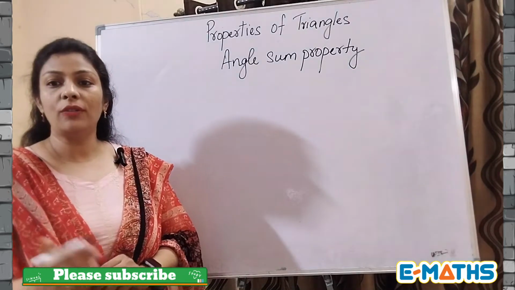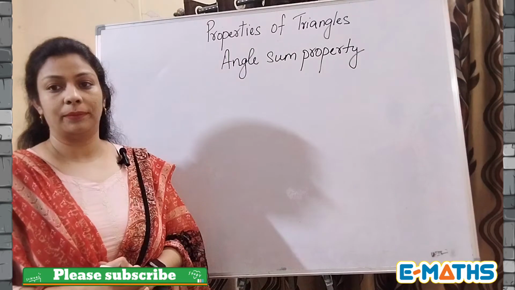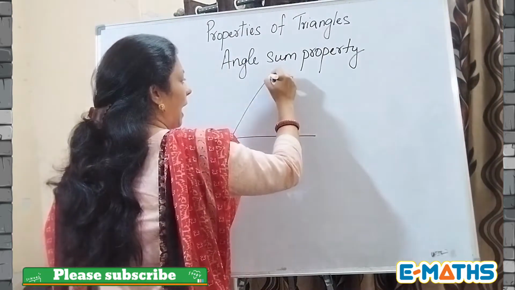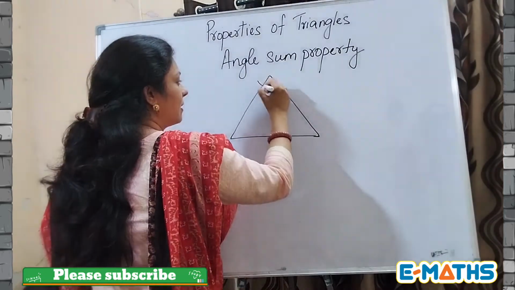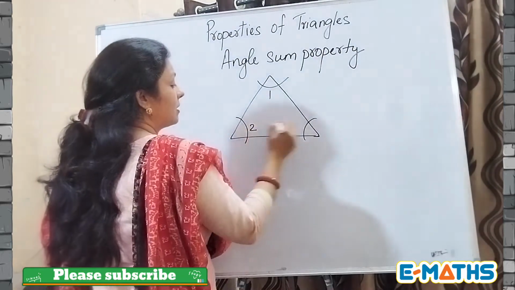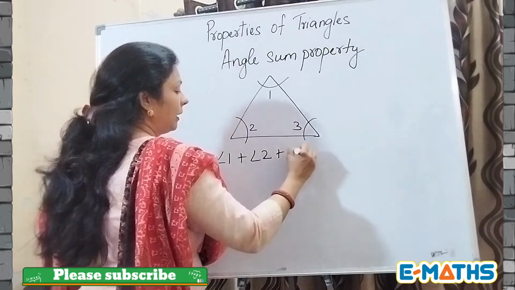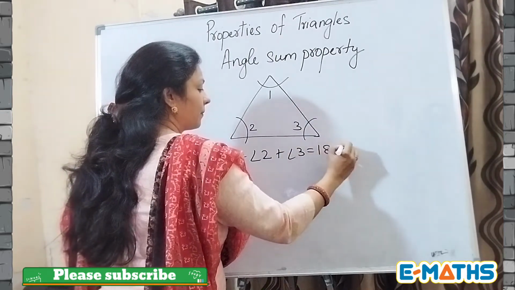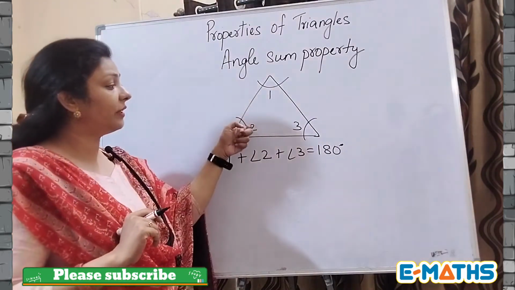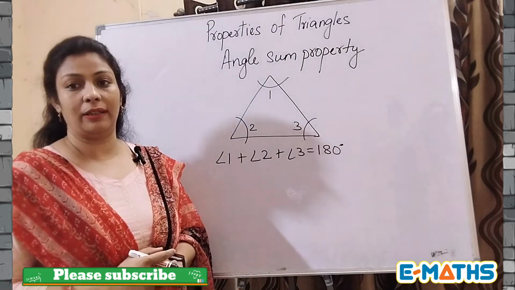Now I'm going to talk about the second property, which is the angle sum property. So here we are talking about a triangle and we are going to talk about its angles. It has three angles. Remember, the sum of these three angles is always 180 degrees. Always remember that the sum of the three angles of a triangle is always 180 degrees.